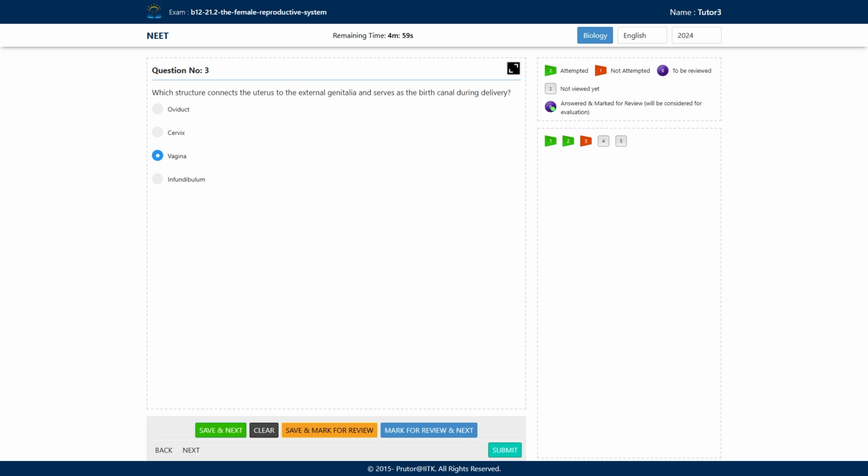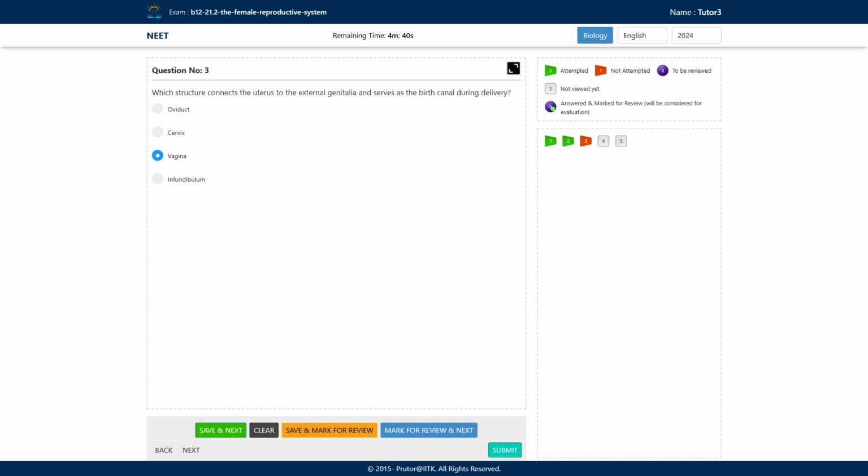Okay, so you might get confused between option number B and C here. Option number B is cervix. Option number C is vagina. Obviously, the answer won't be oviduct and infundibulum. Oviduct is the fallopian tube and infundibulum is one of the parts of the fallopian tube.